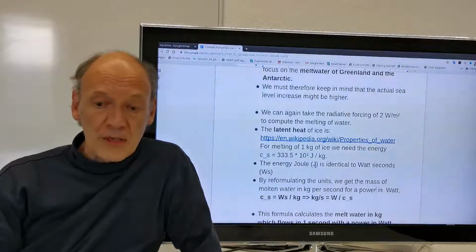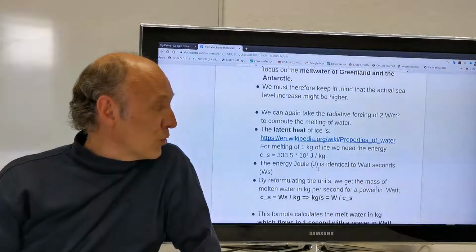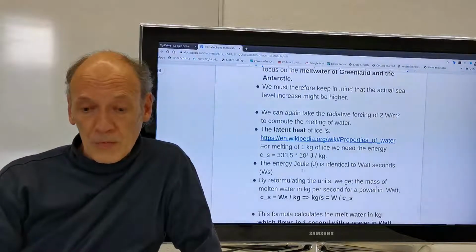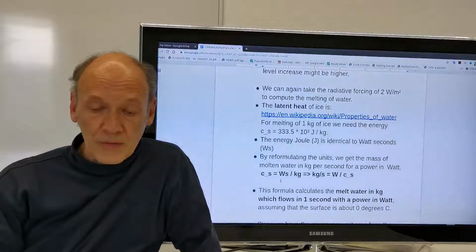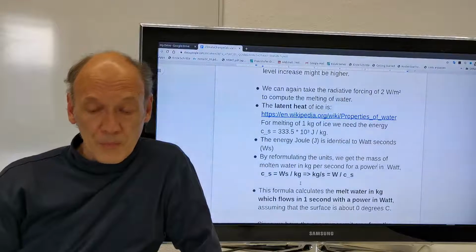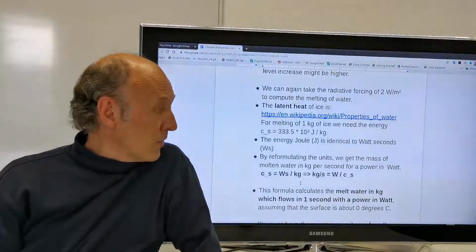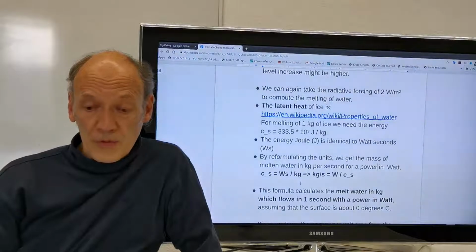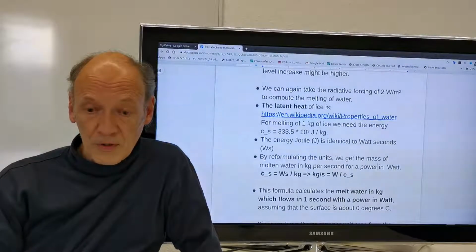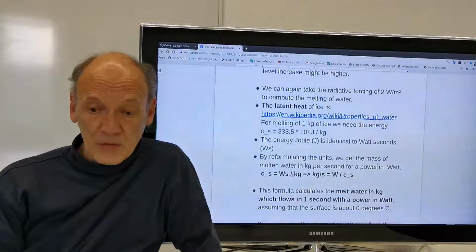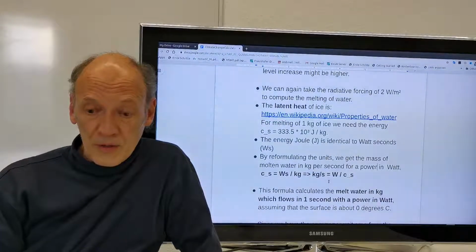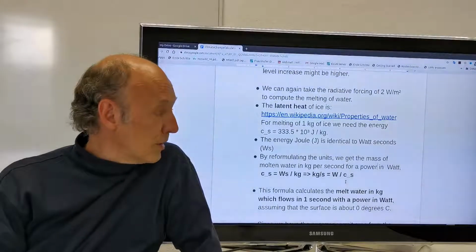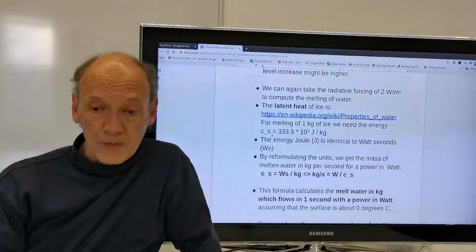Yeah, and we know that the energy in joule is identical to watt seconds. So now we can take this latent heat, take the units, and obtain a formula for the amount of meltwater that we get for a certain energy. So here we see our latent heat is watt seconds divided by kilogram, and now we can bring kilogram to the other side and also seconds. So then we have kilogram per second equals watt divided by the latent heat. This is our latent heat.